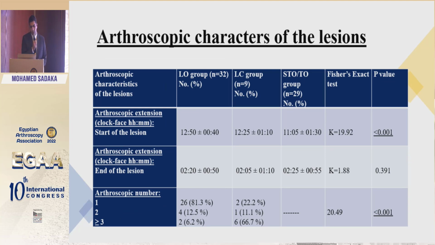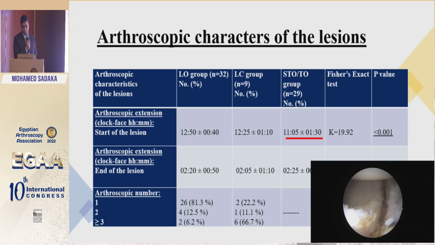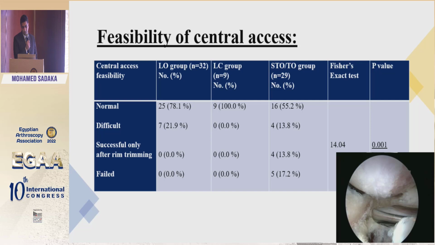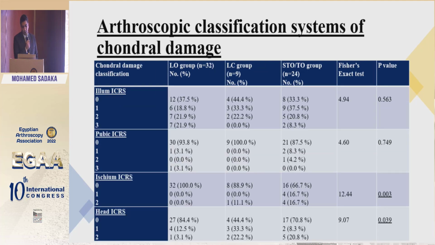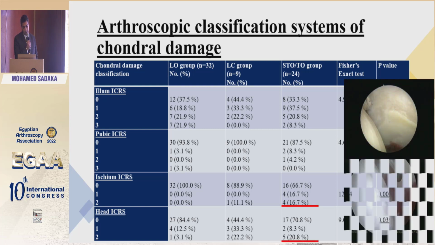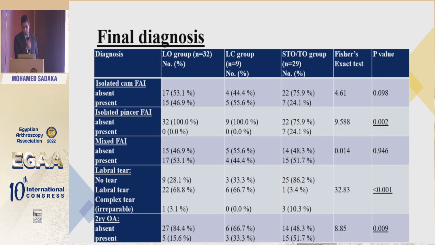During arthroscopic evaluation, it showed a significantly higher incidence of posterior extension of the lesion than the other groups, and a higher incidence of either failure or difficulty of central access than the other groups, and a higher incidence of deep chondral damage of the articular cartilage covering the ischium and femoral head according to the ICRS system. Also, a higher incidence of pincer FAI and secondary osteoarthritis was noticed.